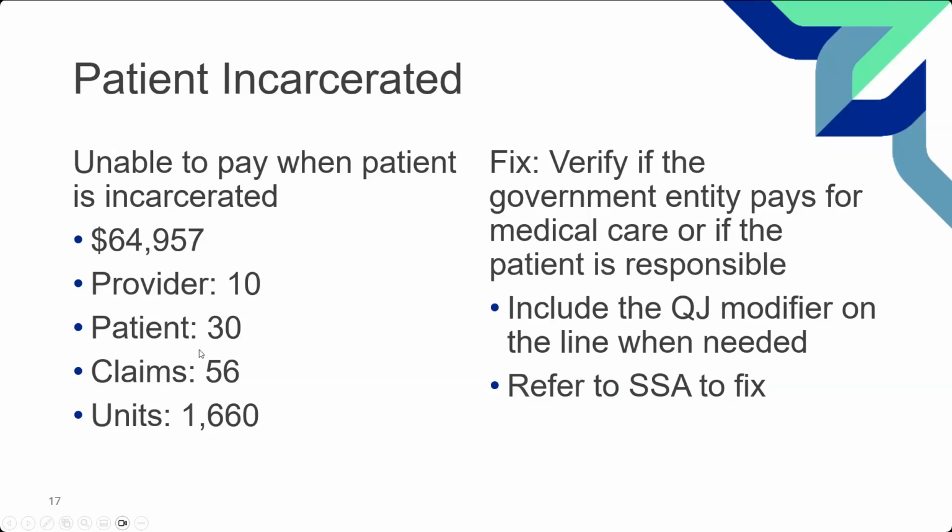Now, if they are incarcerated and the incarcerating agency, the government, is responsible for paying, you should be billing them, not Medicare. You should be billing them. So this is the correct rejection. It's not an appealable rejection because it's not about medical necessity. It's about whether or not you appended the modifier and whether or not they should be paying.